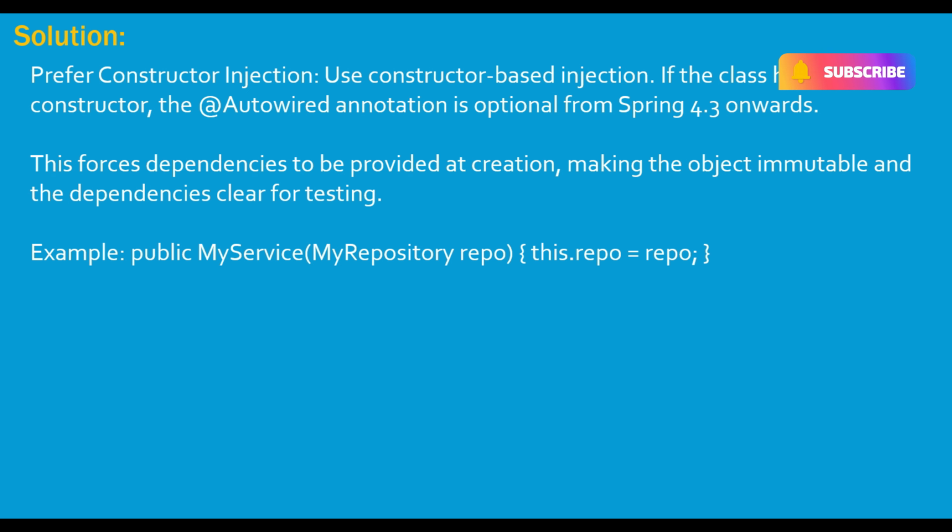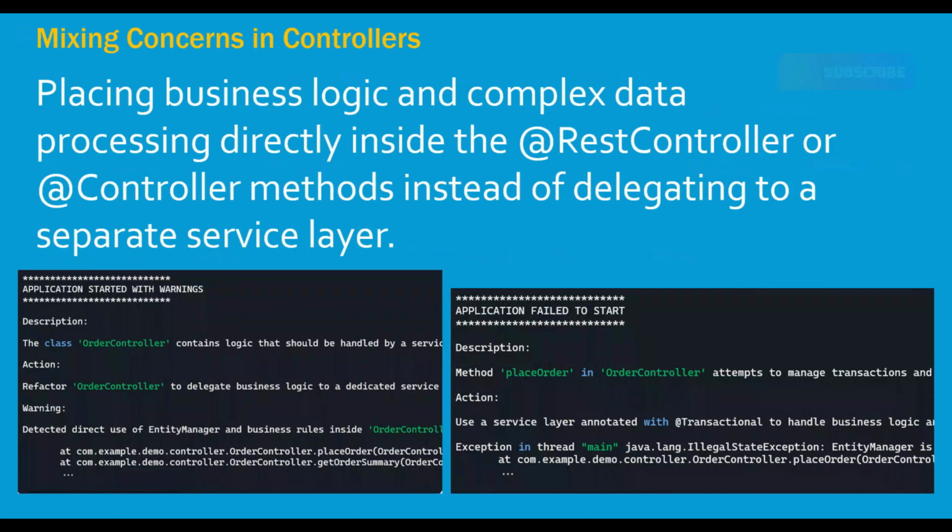So this is going to force the dependencies to be provided at creation time, making the object immutable, and the dependencies are clear for testing purposes whenever you are dealing with constructor based injection. If you look at this example, in my service I inject my repo, and you see it is assigned using this.repo. So this is how you make it easy when you are trying to test your application. I hope you got what the preferred way is.